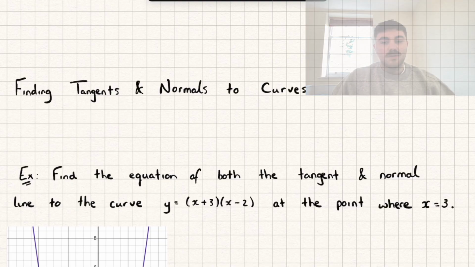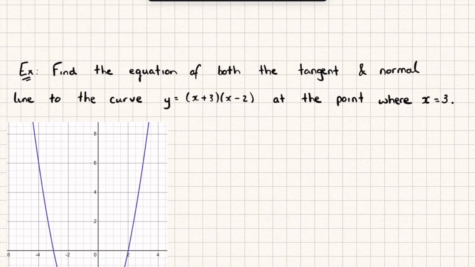So let's begin with this first question here, where we need to find the equation of both the tangent and the normal line to this curve here at the point where x is 3.